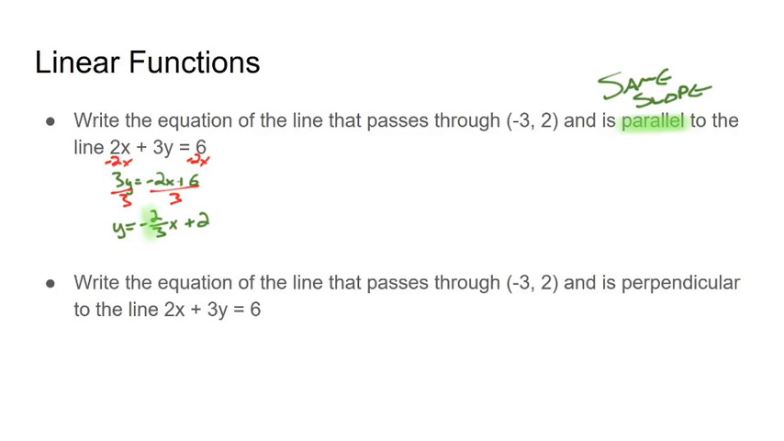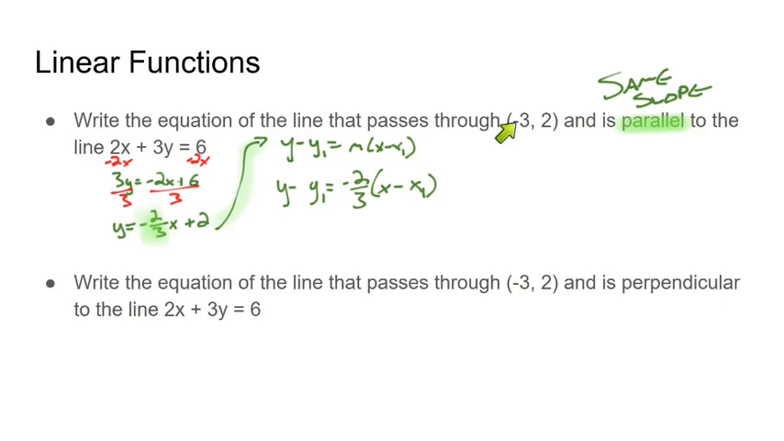Now that I've got that y by itself, I can see what my slope is. My slope is -2/3. That's our given slope. So what that means for us is if I'm writing an equation in point slope form, we figured out what the slope of our parallel line is. It's the same as the slope of the original line. So that means we've got -2/3 as our slope.